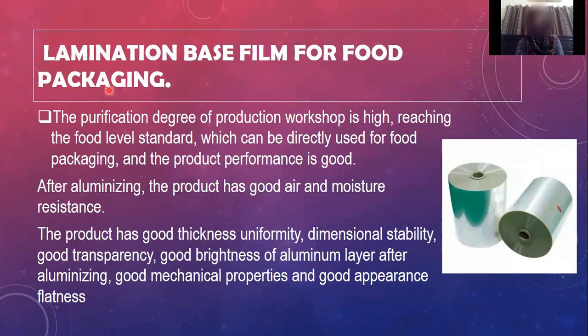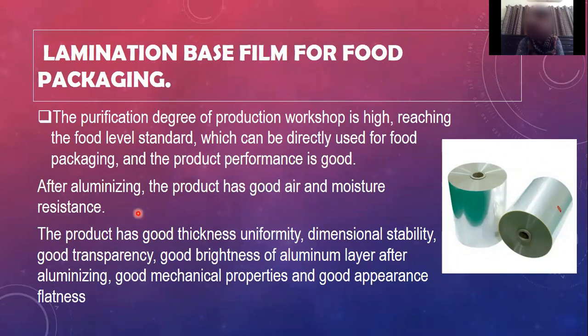In previous slides, we discussed the machines which are used in food packing. Then we have the lamination which is used in this packaging. The purification degree of the protecting workshop is high, reaching food level standards, which can be directly used for food packaging, and the product performance is good. This lamination base can be used in food packaging, which protects our food and shows the product performance is good.